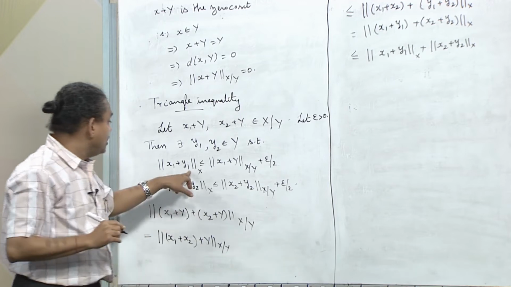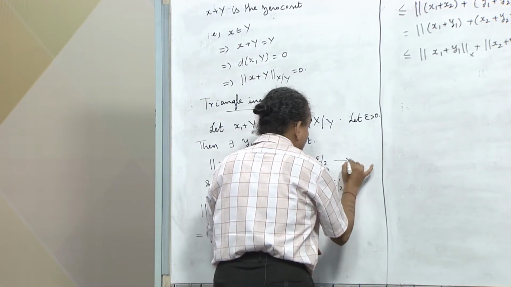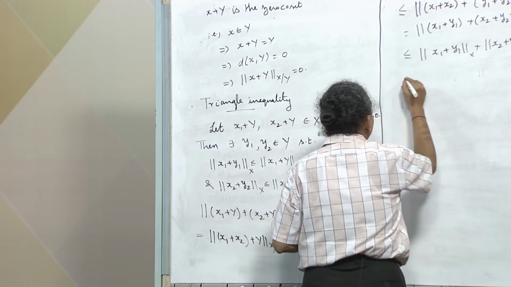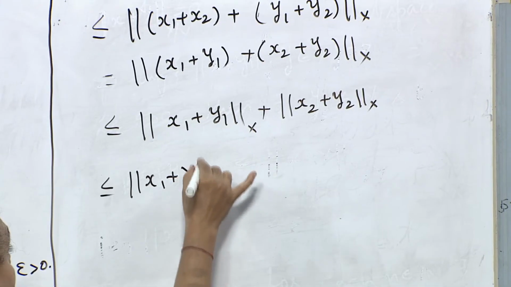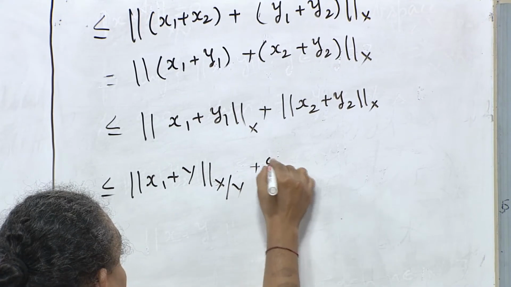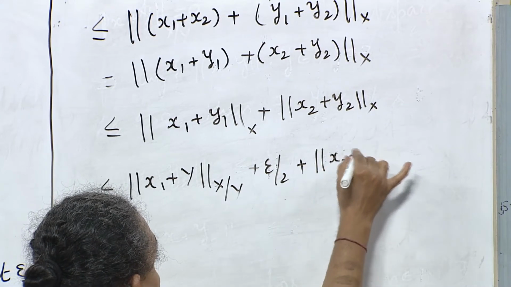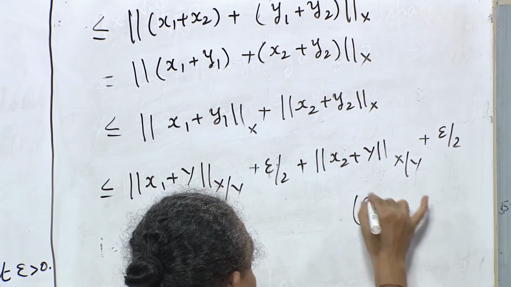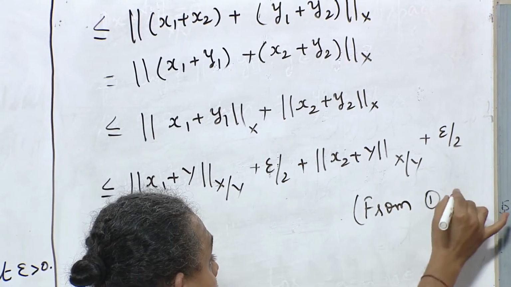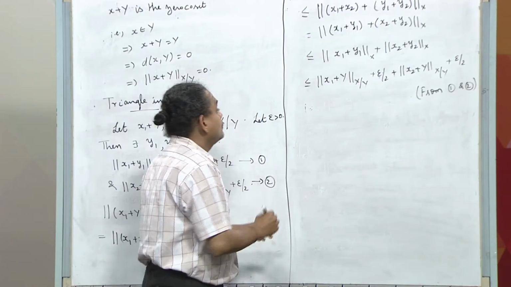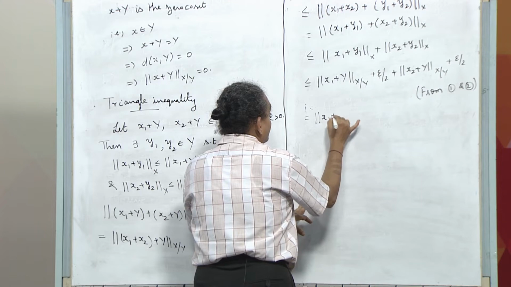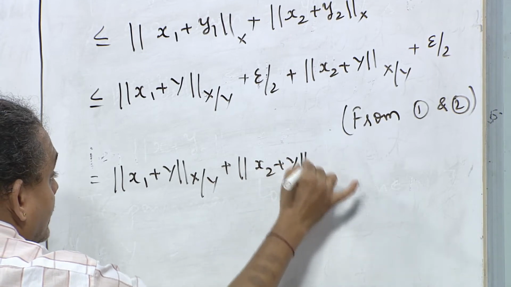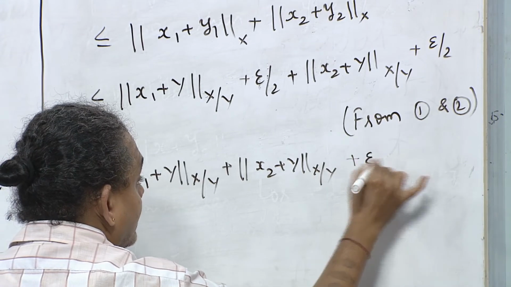Now, use these two inequalities whatever we have proved, maybe I will call these as 1 and 2, so that I will have less than or equal to norm of x1 plus y, that is, x mod y, plus epsilon by 2, plus norm of x2 plus y in the quotient space plus epsilon by 2. In fact, this follows from 1 and 2, right. So, which is same as norm of x1 plus y as an element of the quotient plus norm of x2 plus y as an element of the quotient plus epsilon, and we are done.